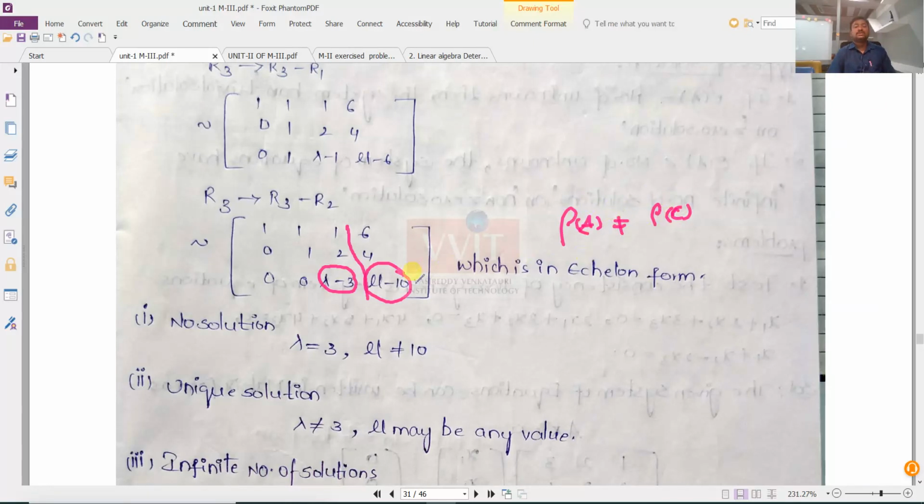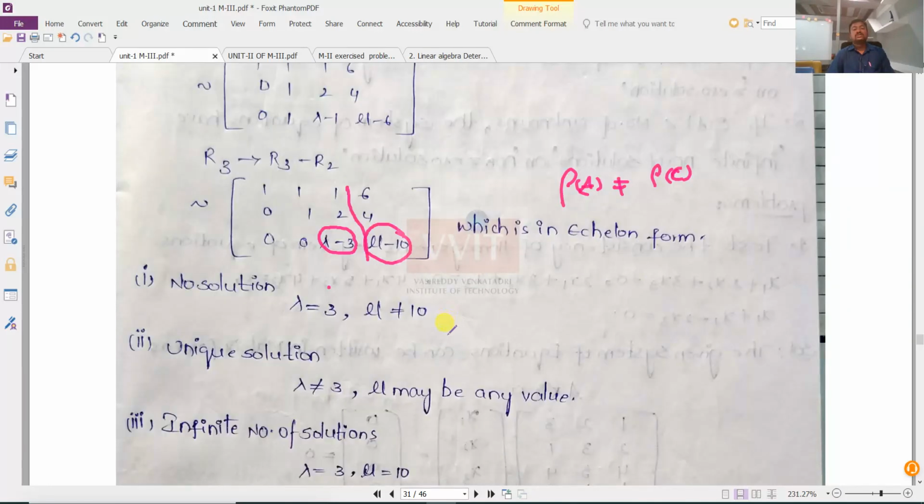But here, when will rank of A and rank of C be different? Up to the second row they are the same. So the only option is the third one: lambda minus 3 equal to 0 and mu minus 10 not equal to 0. Only that case we can get here. So lambda equal to 3, mu minus 10 not equal to 0. In that case only the system does not have a solution.